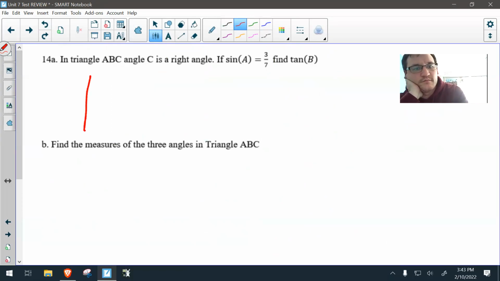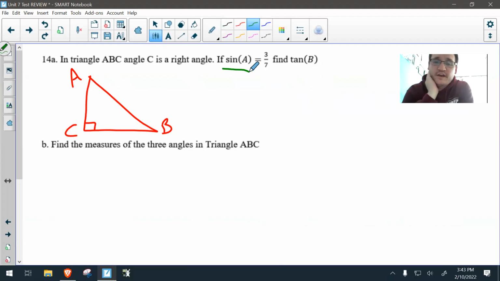Triangle ABC. All right, so here's triangle A, B, C. We know C is a right angle. Now, if the sine of A is 3/7, keep in mind sine goes with the opposite and the hypotenuse. So if we're looking at angle A, the opposite side is 3. The hypotenuse ends up being 7. So what they want is the tangent of B. So what we need to do is find the third side.